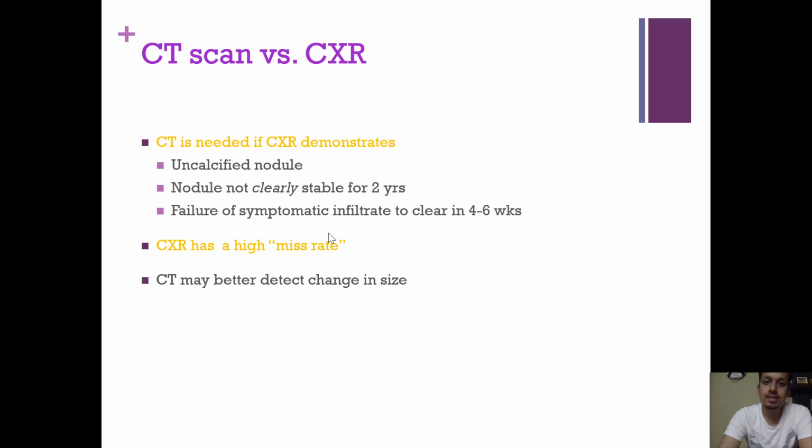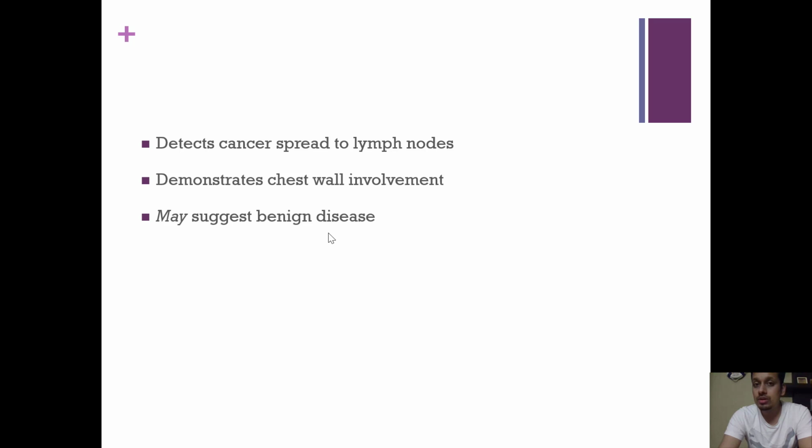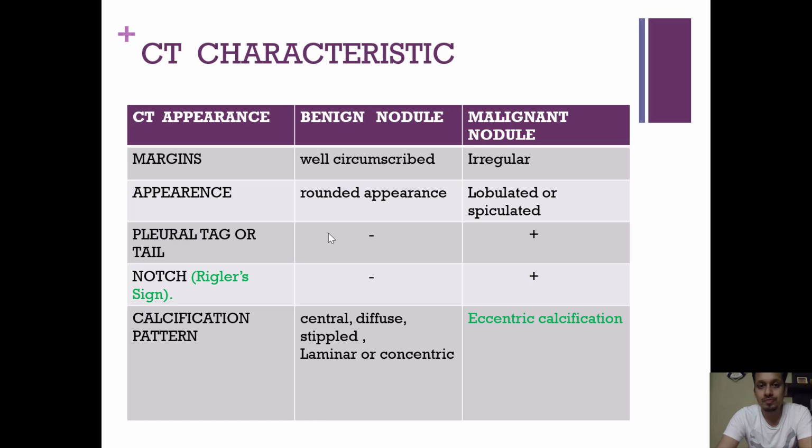So, CT scan versus X-ray. CT scan has the edge over X-ray because it can also diagnose mediastinal lymphadenopathy. A nodule which is not clearly seen on X-ray could be seen clearly on CT scan. And CT scan also detects spread to the lymph nodes and demonstrates chest wall involvement. Although spread to the lymph nodes, by definition of a solitary pulmonary nodule, excludes it from being a solitary pulmonary nodule, CT scan is more sensitive in picking up even small lymph node enlargements.